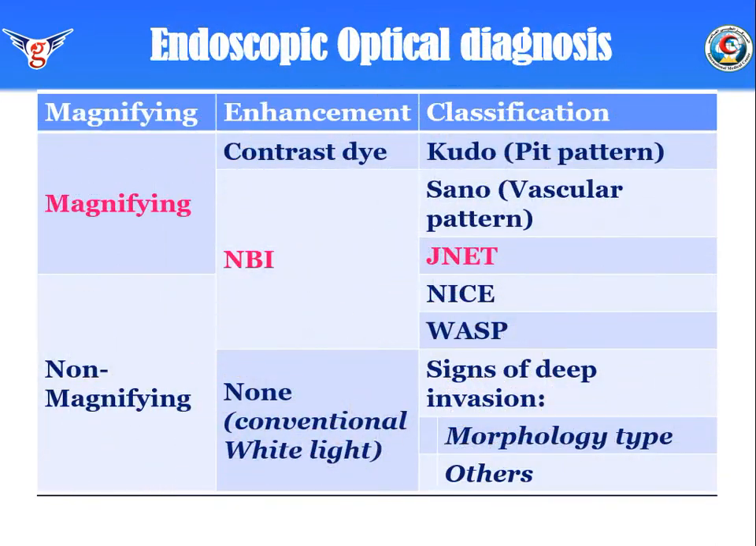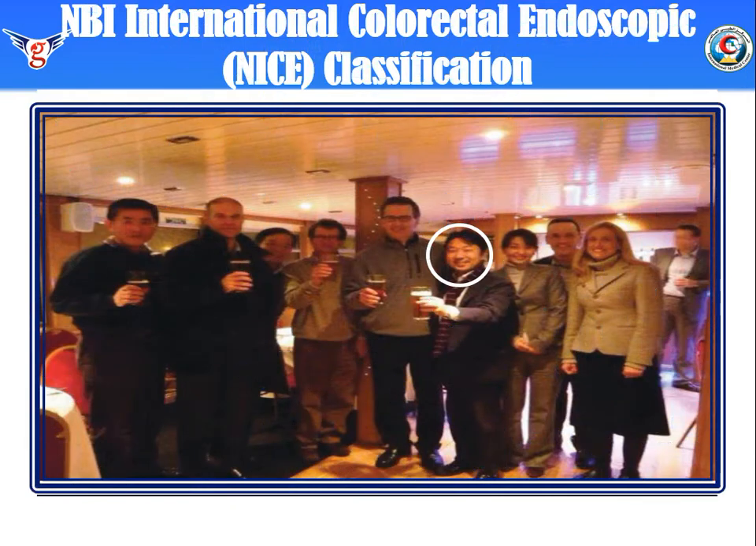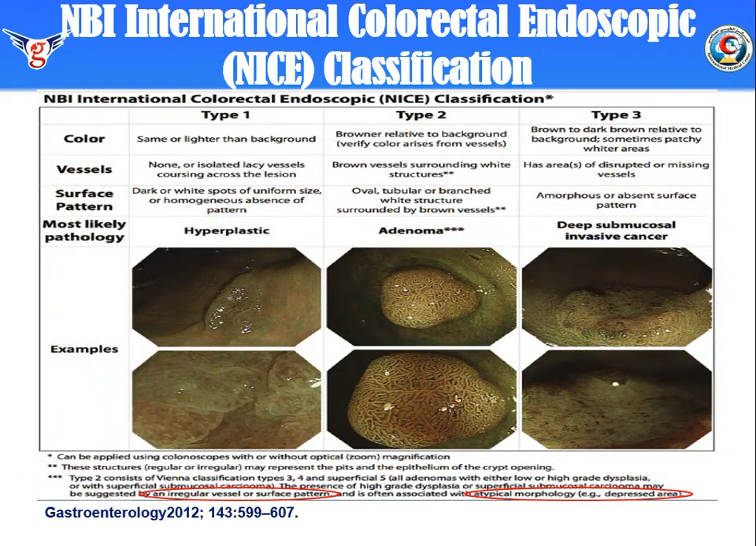We finished with the magnifying endoscopy classifications. Now to the non-magnifying imaging classifications. The first one is the NICE classification. The NBI International Group developed the NBI International Colorectal Endoscopic Classification, or NICE classification, in 2009. It is similar to the J-NET classification but without magnification.